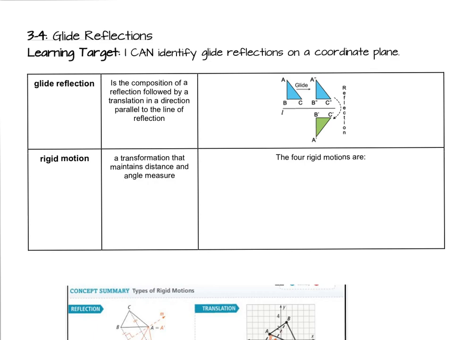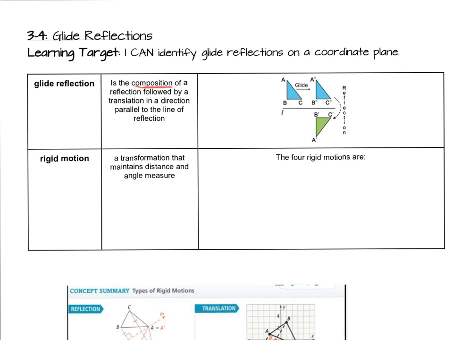The next type of transformation in topic 3 is called a glide reflection. A glide reflection is a composition of a reflection followed by a translation in a direction that's parallel to the line of reflection. That's quite a definition. So ultimately, a glide reflection is a composition of two or more reflections.